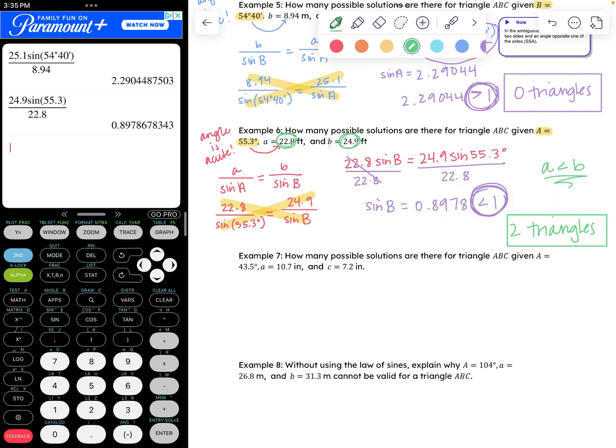So once you do the law of sines, if it's one of those options where it's less than 1, then look at the 2 side lengths you were given and see if the side that matches up with the angle is smaller, then that means it's 2 triangles. If the side that matches up with the angle you were given is bigger, then it's 1 triangle.